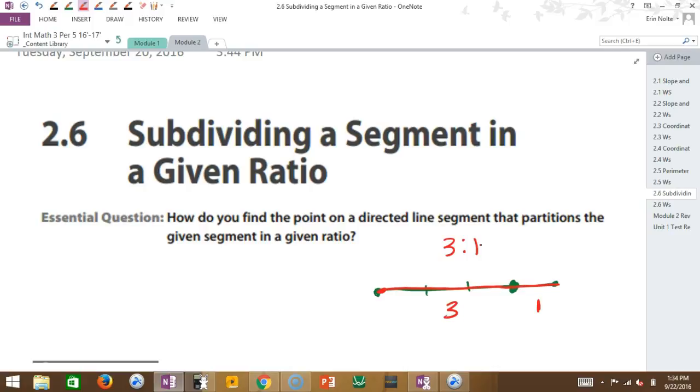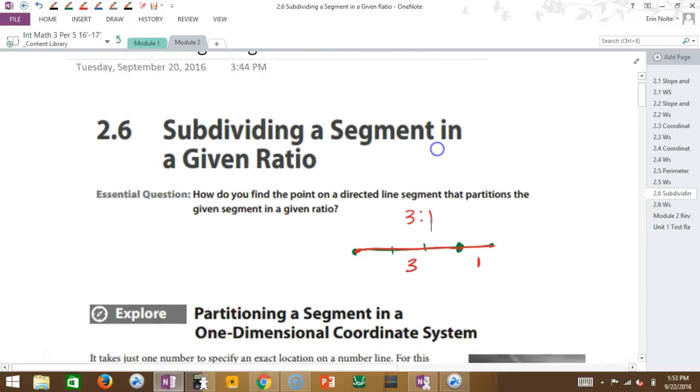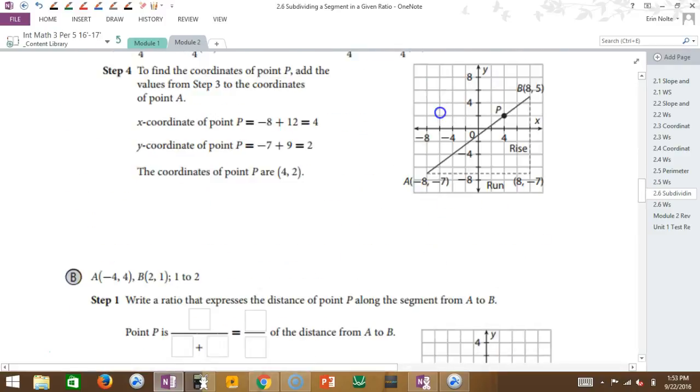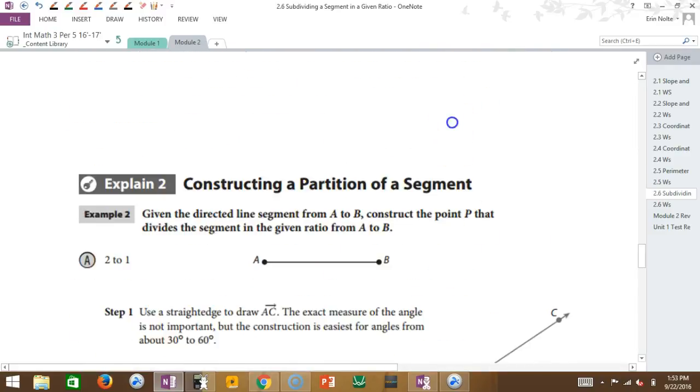Okay. So this is what I'm going to have you do. I'm going to have you guys do a construction. I want to see if you can take a segment and cut it into a ratio that I'm going to give to you. Okay. So if you didn't write down the steps for what you just did, you need to write down these steps.